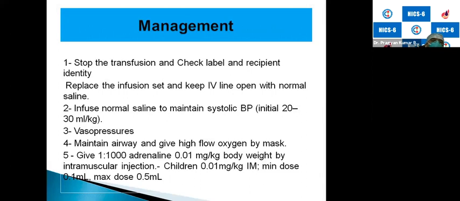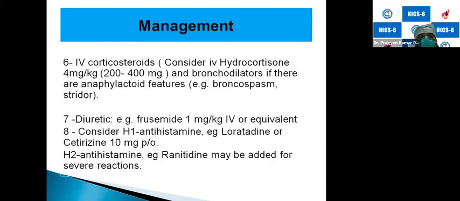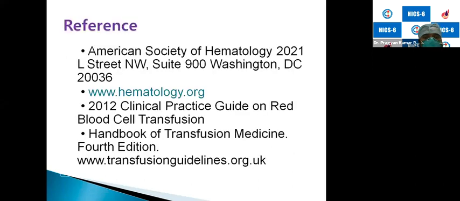You have to stop the transfusion, check the label and recipient identity, replace the infusion set, keep the IV line open with normal saline, vasopressors, maintain airway, give high flow oxygen, give adrenaline in this scenario, IV corticosteroids and bronchodilators if there is bronchospasm and stridor, but steroid is the main key over here. Diuretics if urine output is not happening within 1 or 2 hours. Antihistaminics can be added as well.